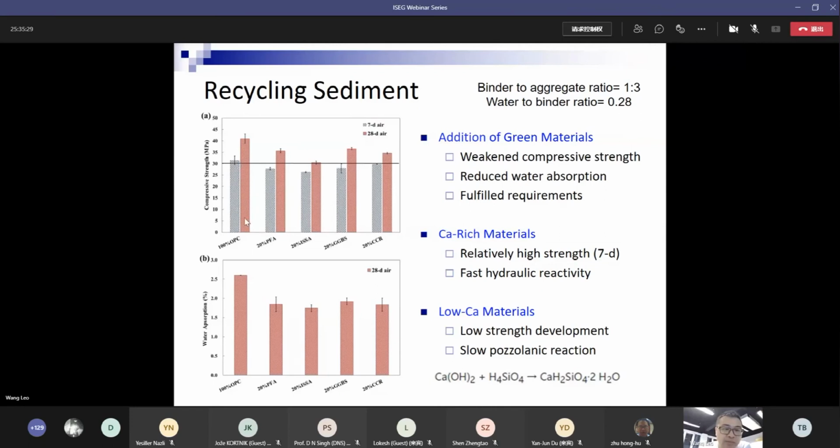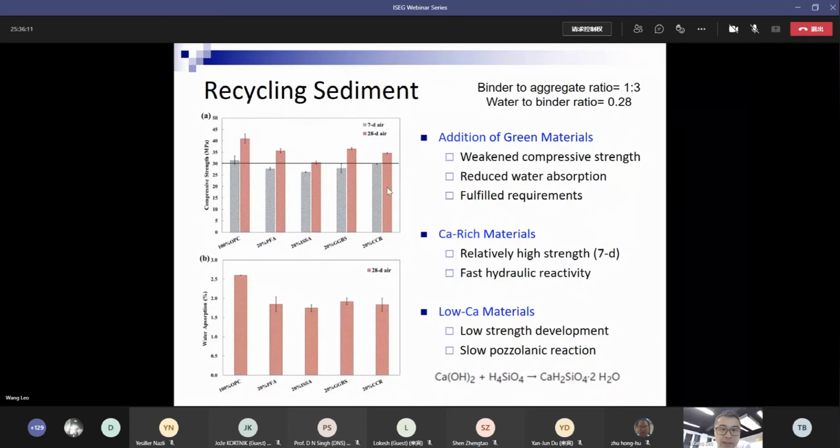We use 25% cement and 75% aggregate. The aggregate contains the sediment. It shows a high compressive strength that meets the requirement. With the addition of some industrial waste to partially replace cement at a dosage of 20%, it slightly reduces the compressive strength, but can also improve the water resistance. These materials still fulfill the requirement.